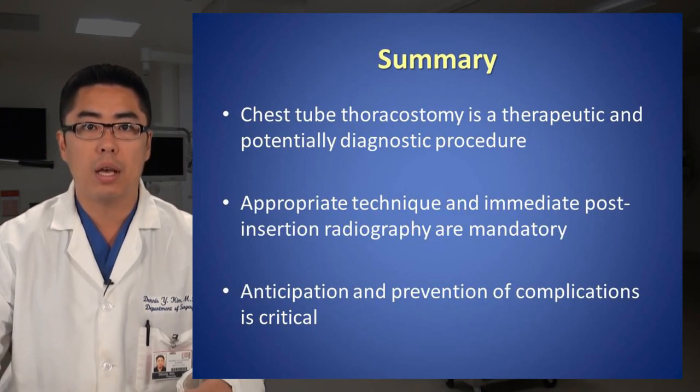Summary. Chest tube thoracostomy is a therapeutic and potentially diagnostic procedure, particularly in patients presenting with undifferentiated shock in which there is an unknown source for the shock. Appropriate technique and immediate post-insertion radiography are mandatory for the successful placement of a chest tube. Anticipation and prevention of complications are critical to success.